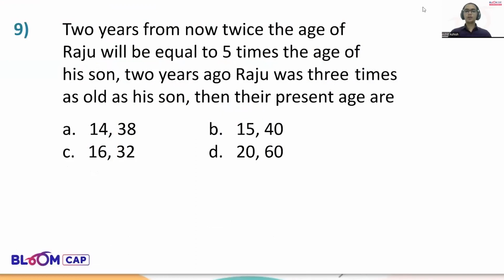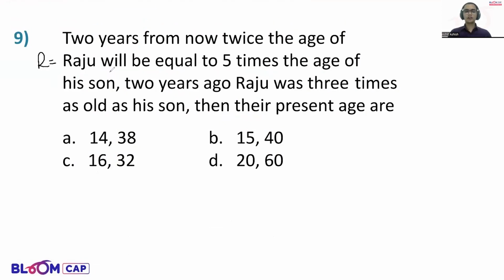2 years from now, twice the age of Raju will be equal to 5 times the age of his son. 2 years ago, Raju was 3 times as old as his son. Then their present ages are. Okay, let's take the age of Raju as R and the age of his son as S. Today, Raju's age is R and his son's age is S.